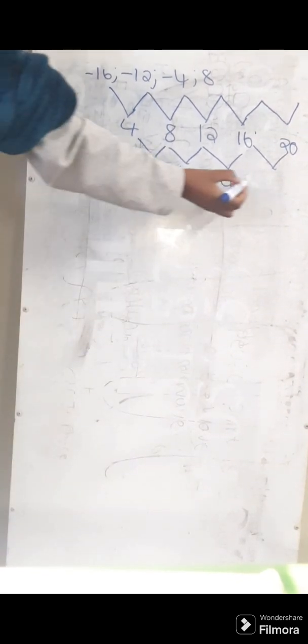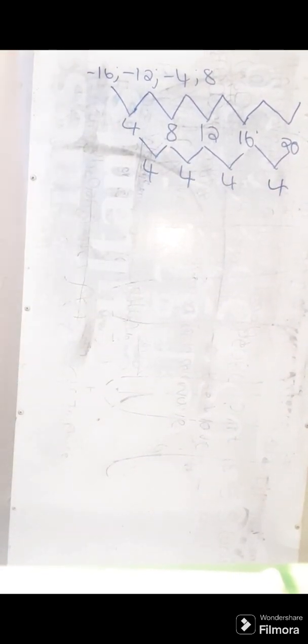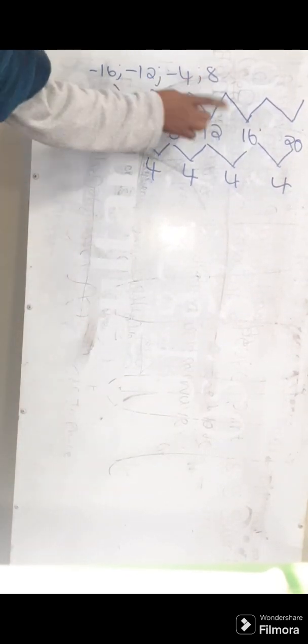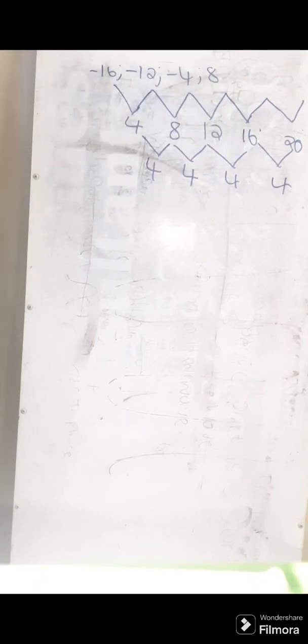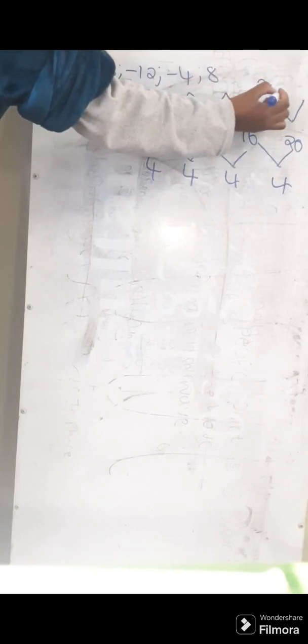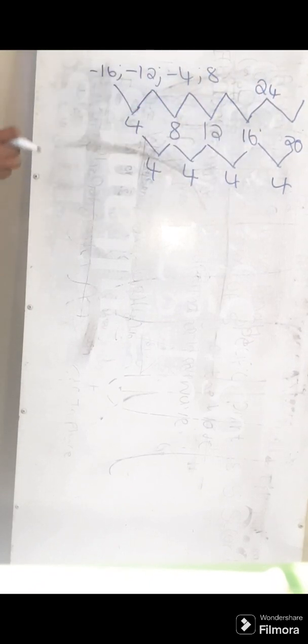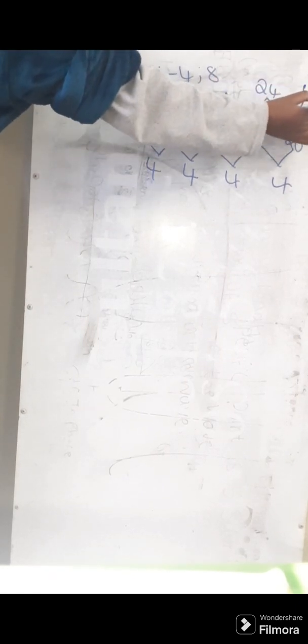Then you will have 20. Now the difference is 4 for everything. Now what we are going to do in this instance is say 8 plus 16 will give us the next term, which is 24. Because when you say 24 minus 16, it's 8. Then we say 24 plus 20, that will give us 44.